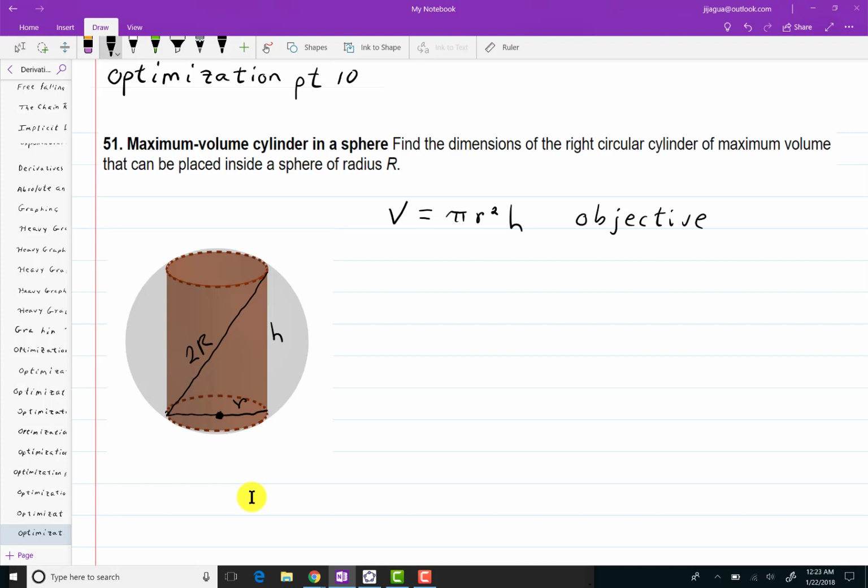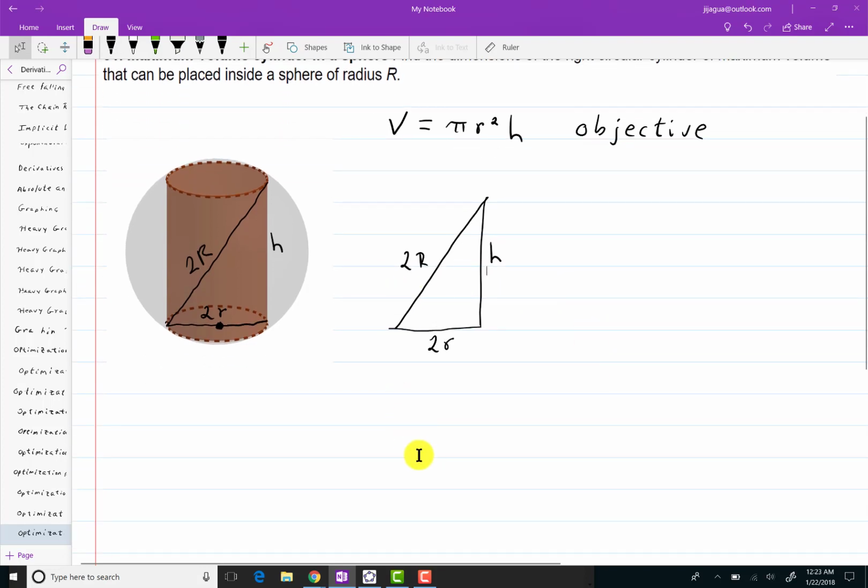But this length down here, I'll take this little r out. This is 2 little r. So the triangle that I'm drawing looks like this. It's a right triangle. You have 2 little r down here, 2 capital R for the hypotenuse, and then h for the height. So the Pythagorean theorem can be used to get an equation involving all three of these. I'll have 2 capital R squared, so that'll be 4 capital R squared equals 2 little r squared, so that'll be 4 little r squared plus h squared.